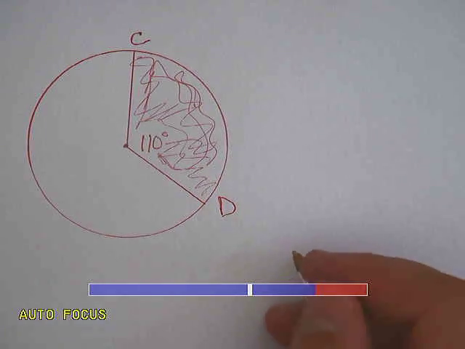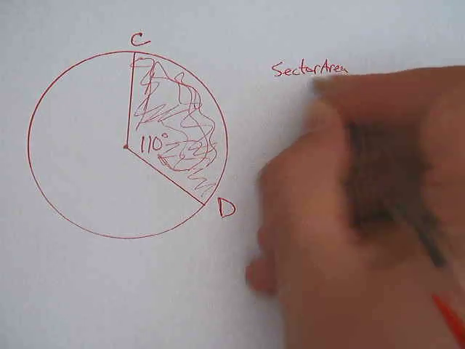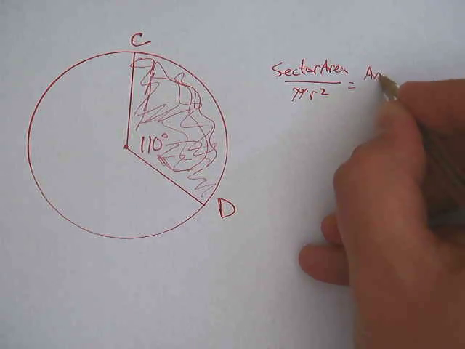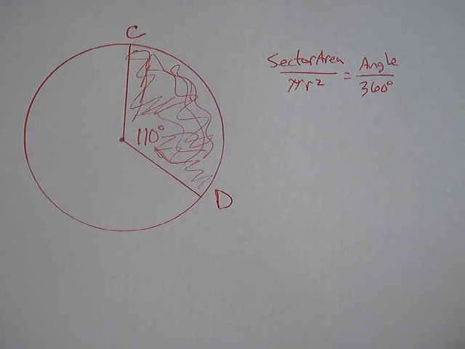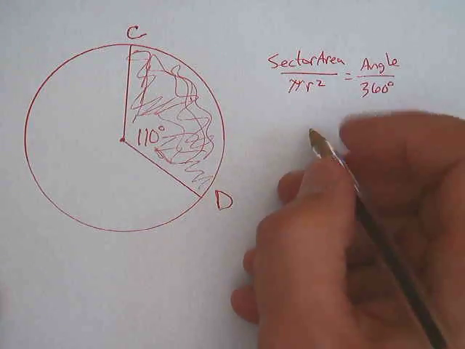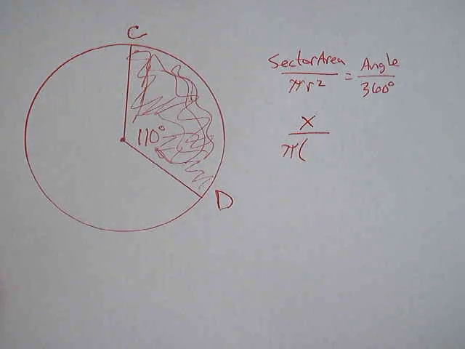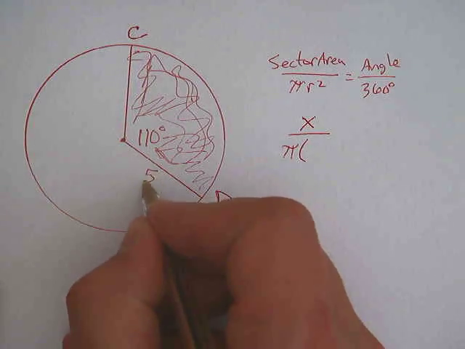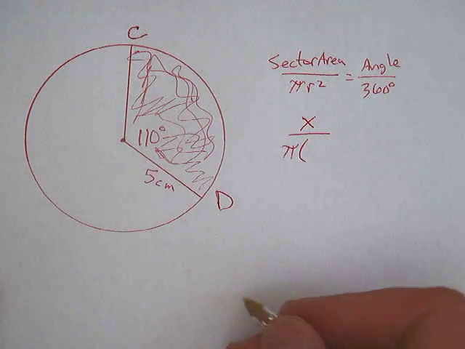And first of all, I want to find the area of the shaded region. That's what I want to do. So first thing I want to do is I'm going to use my sector area formula. You remember, sector area over the area of the whole circle, which is pi r squared, is equal to the angle of the sector over 360 degrees. Just a real neat proportion that you can use here. So, I don't know what my sector area is. I'll make that x. I know pi times, I need a radius. I don't have a radius. Radius will be given to you.